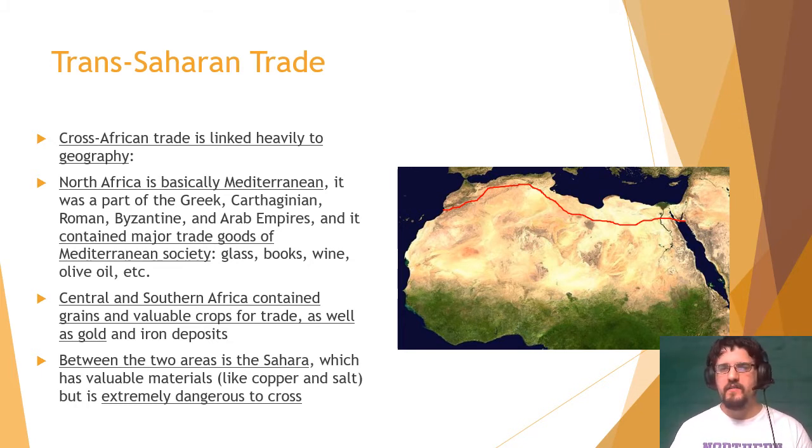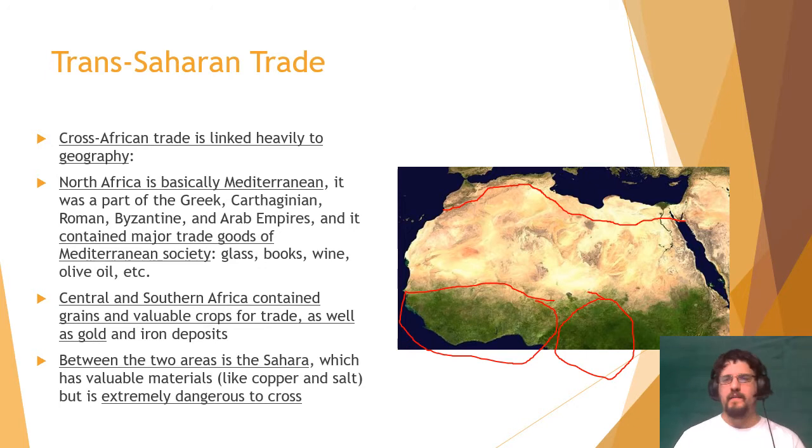Central Africa and Southern Africa, especially Central Africa here, and when I say Southern, I actually mean, I hesitate to call it Southwestern, but it's technically West Africa. Those regions contain crops for trade, as well as, and the big one, gold. That is your major trade good of West Africa. Between those two locations is the Sahara Desert, which has really valuable stuff, but is also really dangerous to cross.